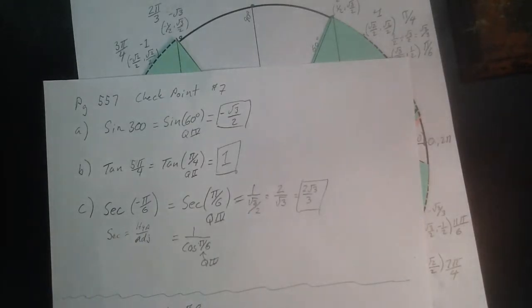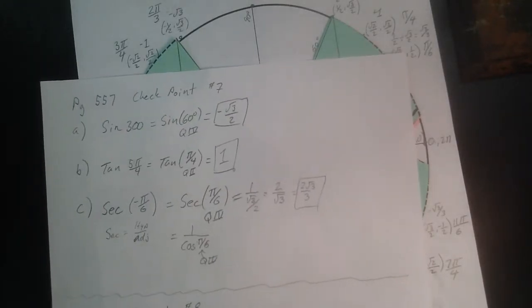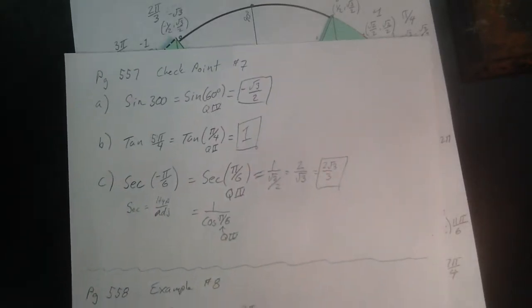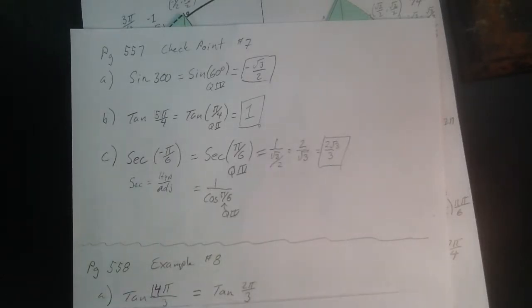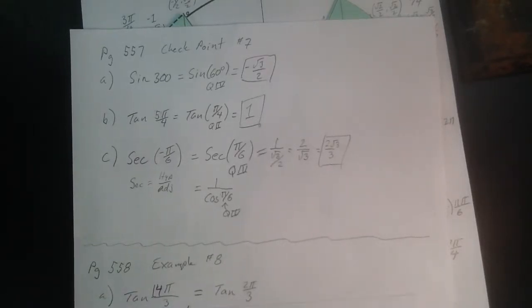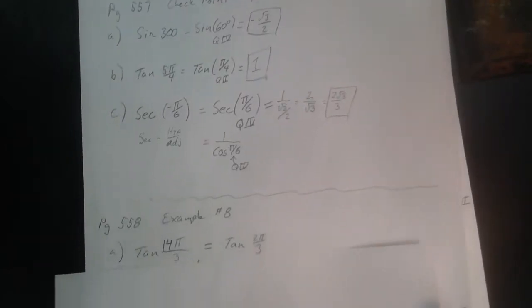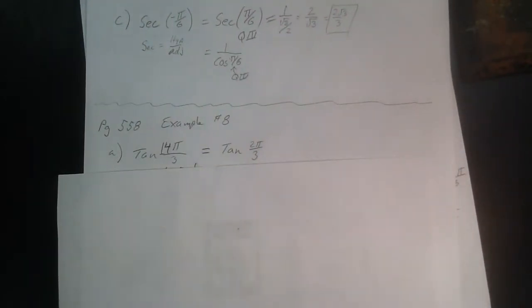Okay, let's move on to another example, example 8. Now what's going on here? Well, what's going on here is 14 pi over 3 does not fit anywhere on my unit circle.